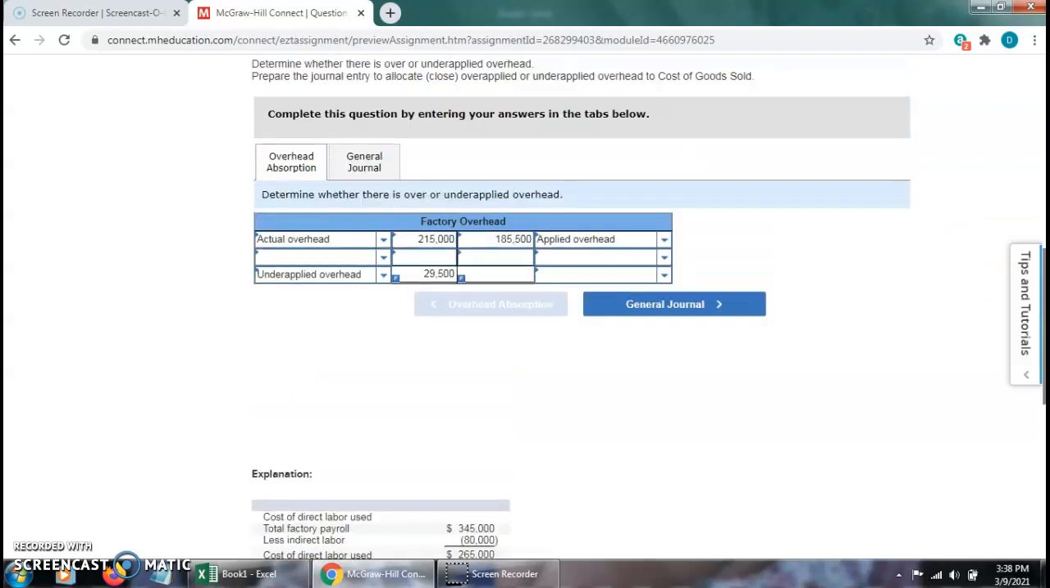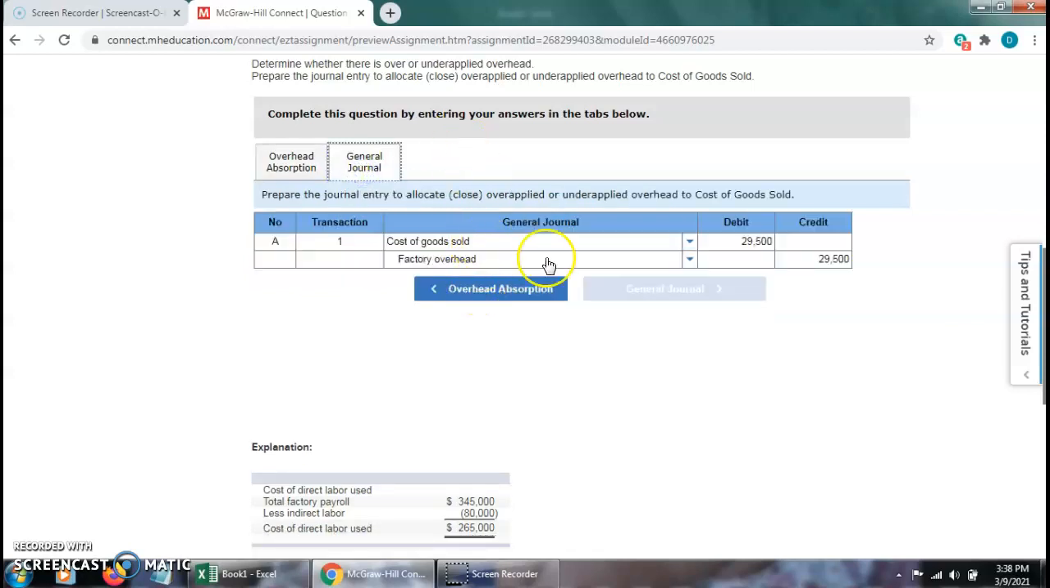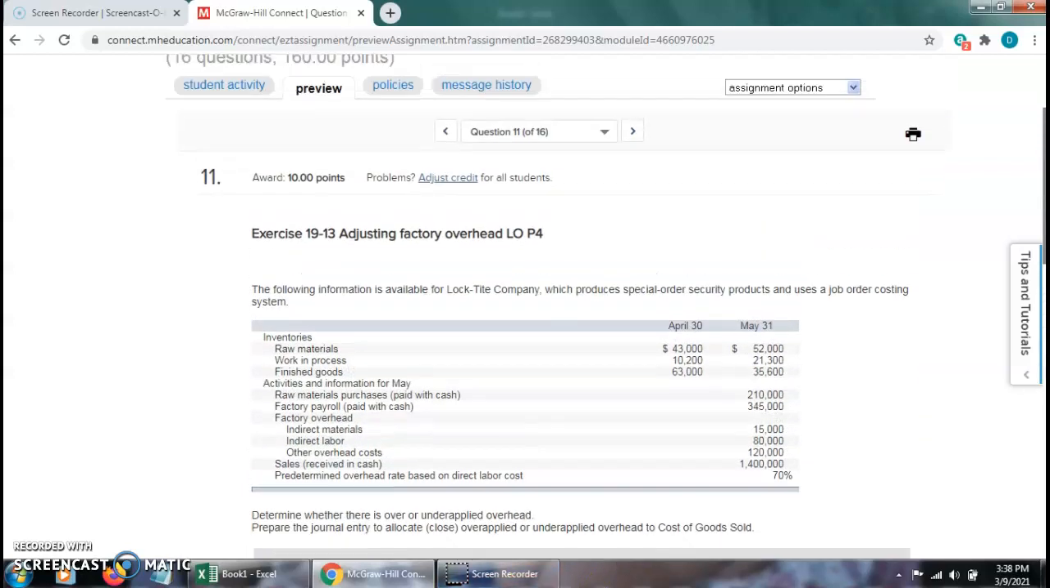So is it underapplied or overapplied? It's underapplied because your actual is greater than your applied. And then to close it out to cost of goods sold, we will debit cost of goods sold and then credit factory overhead.